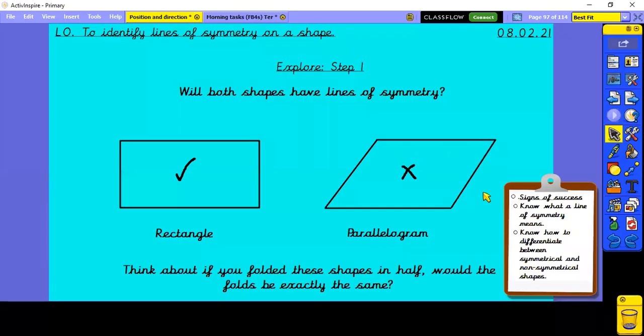Okay, so here is the answer to that question. So a rectangle is a symmetrical shape because you can fold it in half and the folds will be exactly the same. A parallelogram is not a symmetrical shape because if I folded here down the middle, when I brought this fold over to this side, it would be different to my existing fold. So a parallelogram is not symmetrical, however a rectangle is.